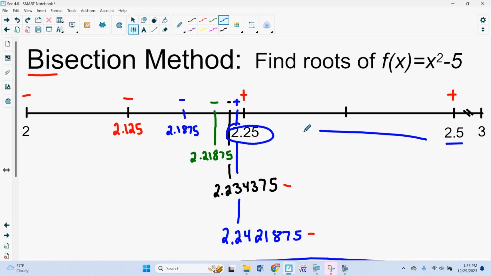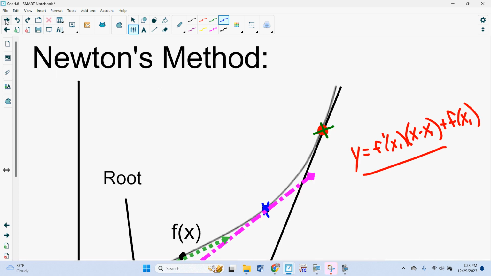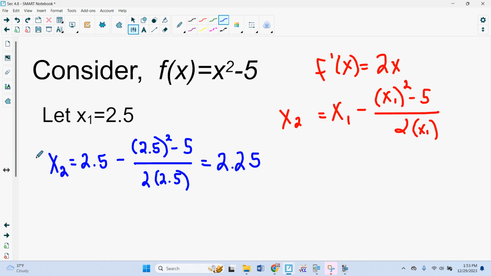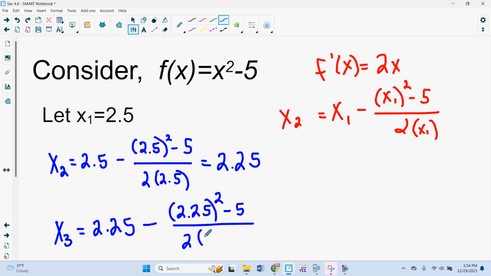Now, if you look back up to our original bisection method, you could see we're at this same value. We went from 2.5 to 2.25, not much different than we did with the bisection method. Now, let's find x3. This would be 2.25 minus 2.25 squared minus 5 all over 2 times 2.25. And this is all just throwing stuff in the calculator. We're speeding it up here by not going through the calculations.